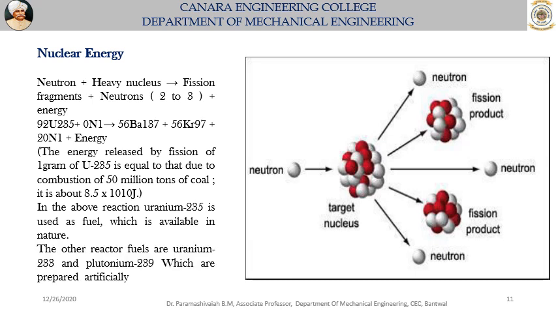The other reactor fuels are uranium-233 and plutonium-239, which are prepared artificially. U-235 is available in nature. Uranium-233 is prepared in order to improve the efficiency of the reaction and to control the reactions as per our requirement. We make some alterations in this 235 and prepare U-233 uranium. And nowadays plutonium is also becoming popular as nuclear fuel.